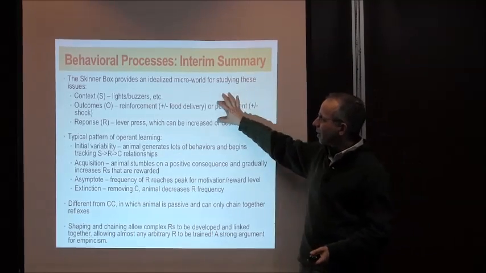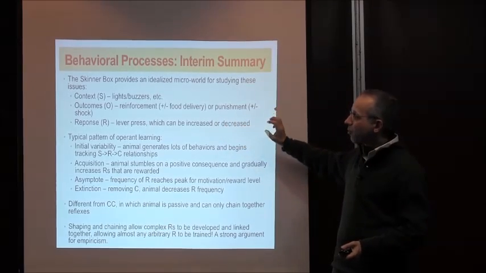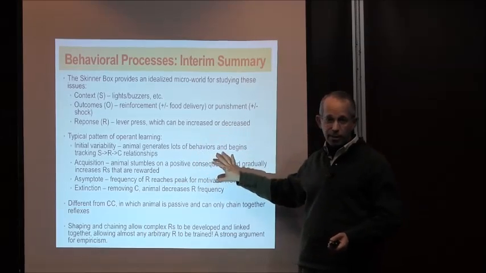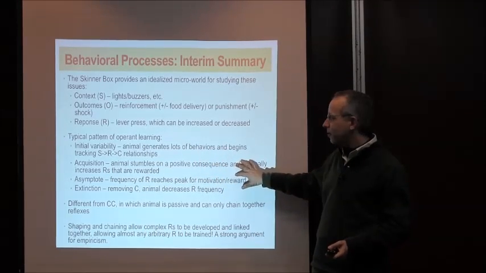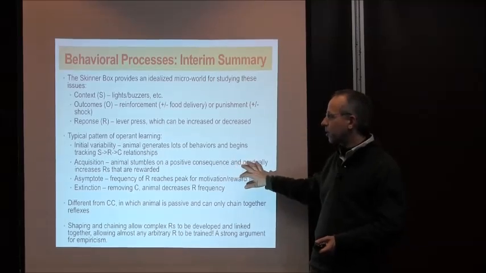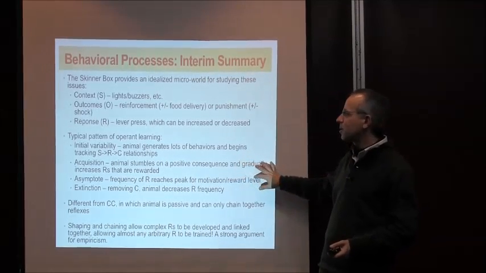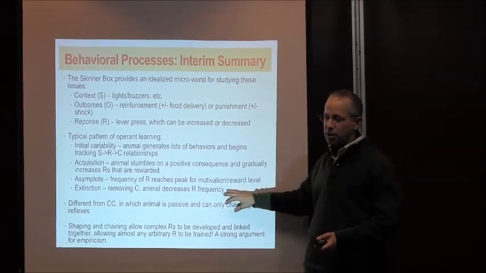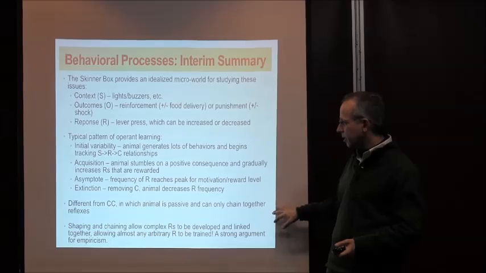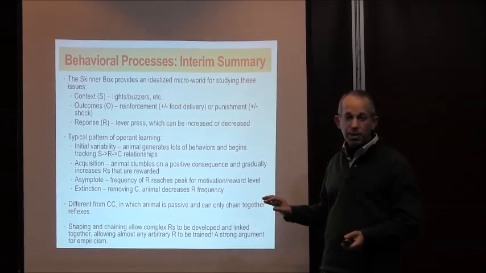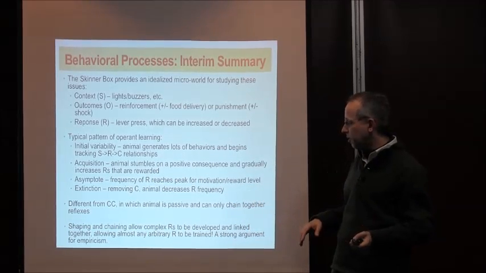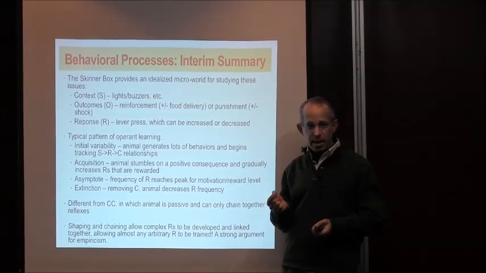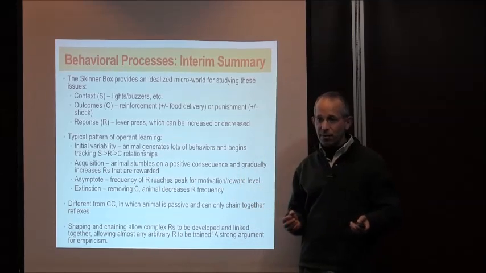Okay? The Skinner box is an idealized micro world with context, outcomes, and response. What's critical is an initial variability, which is then shaped by reinforcement or punishment to acquire a response. This response may asymptote at some level. You can only peck so fast. And extinction comes from removing the outcome, and the animal decreases. And it differs from classical conditioning, in which the animal is only passively learning about associations. And shaping and chaining are two ways that we can build up on the simplest mechanisms of operant conditioning to get more complex behaviors.